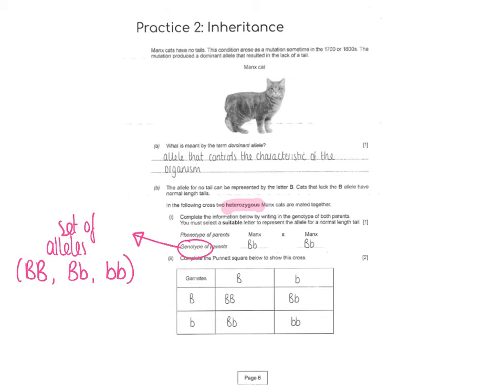So it said they were heterozygous, and that's important for our question, because heterozygous means our alleles are different. So if our alleles are different, it can't be big B big B, because they're the same. And it can't be little b little b, because they're the same. It has to be big B, little b. And that's where I got my answer from. Complete the Punnett square to show the cross. So I've just put my alleles in, big B, little b, and I've come out with the same outcome.